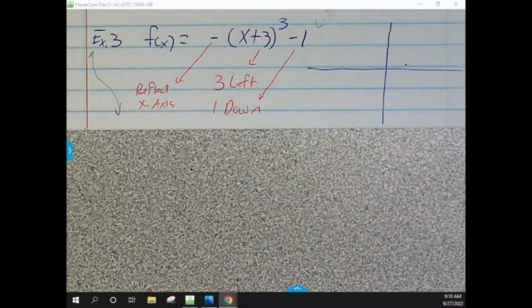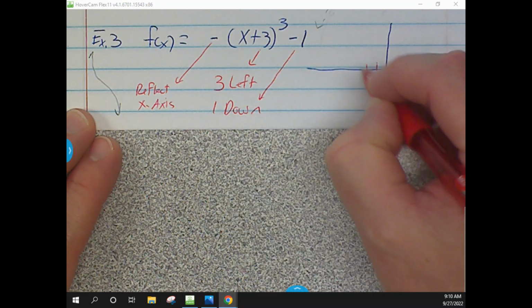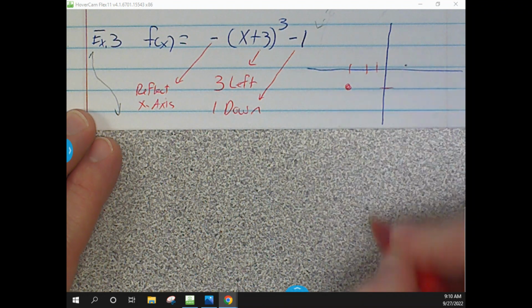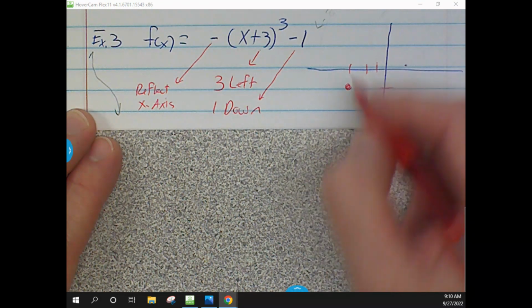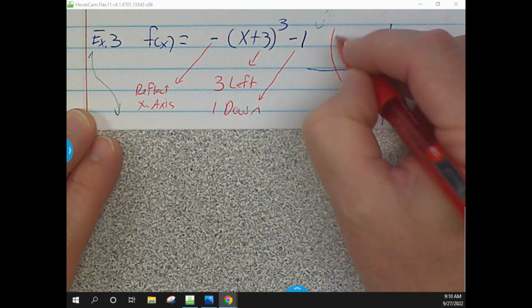Which again just means you're spinning it upside down. Everything that was up is now down. Everything that was down is now up. So again, we're going to go 3 to the left, 1, 2, 3. We're going to go 1 down. And instead of it being this way, now it's going to be that way.